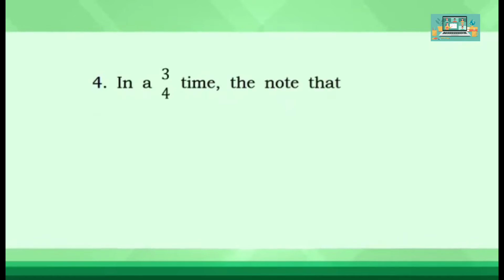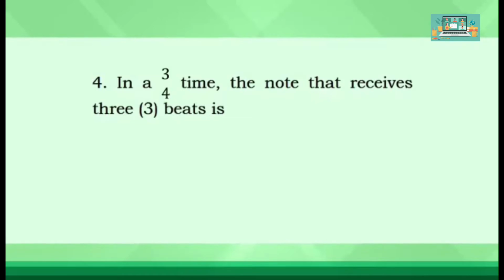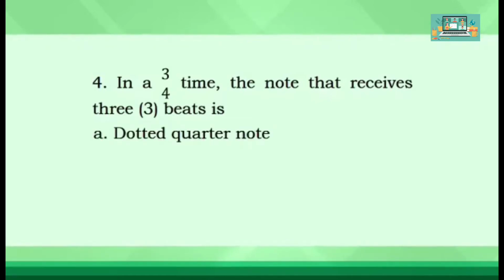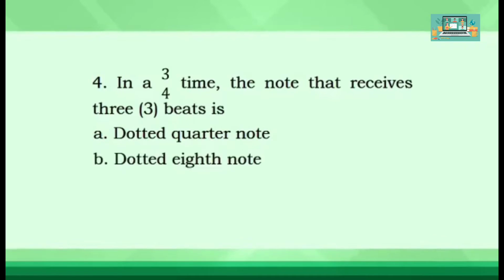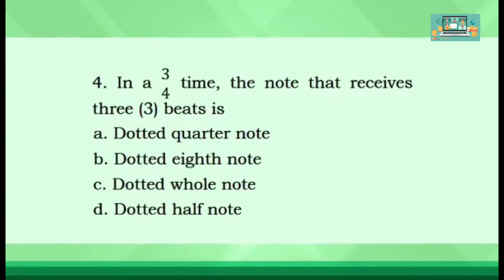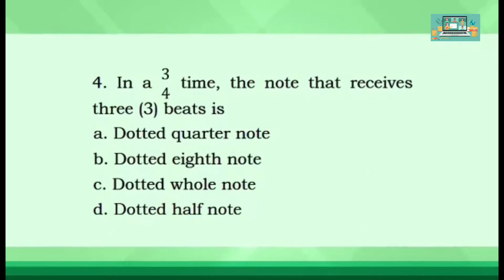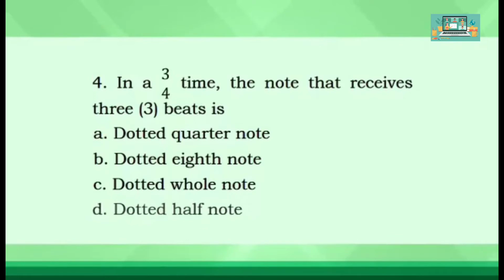Number 4. In a 3/4 time, the note that receives 3 beats is A. dotted quarter note, B. dotted 8th note, C. dotted whole note, or D. dotted half note. The correct answer is dotted half note.